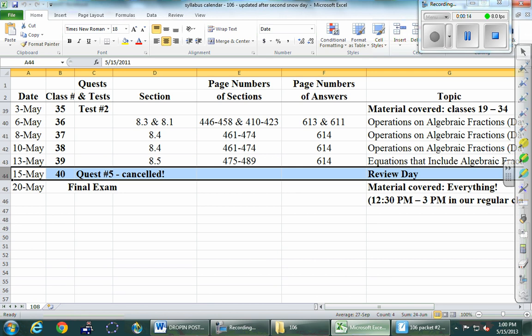Our final exam is coming up on Monday, May the 20th, between 12:30 and 3 p.m. Officially, I think it's 1 to 3, but we'll give you an extra half hour, so come early if you're able to. So 12:30 to 3 right here in this room. Any questions on the schedule? Okay.